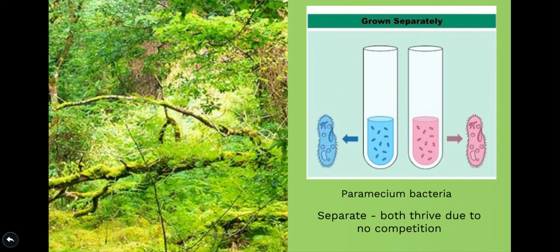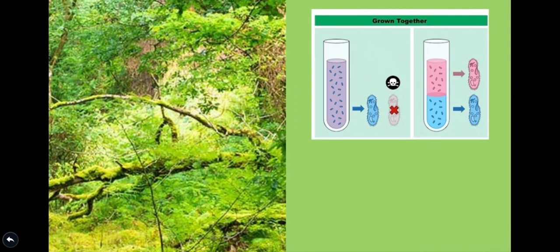So what we do in the next stage is we introduce the two populations together, and this is what happens. When they're grown together, one of two things is likely to happen. The first is on the left. One species dies out, and this is called exclusion. So in this case, the blue population has thrived and outcompeted the pink population.